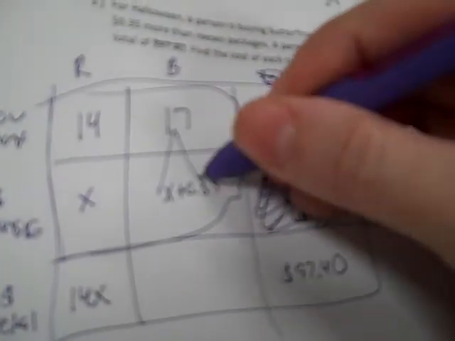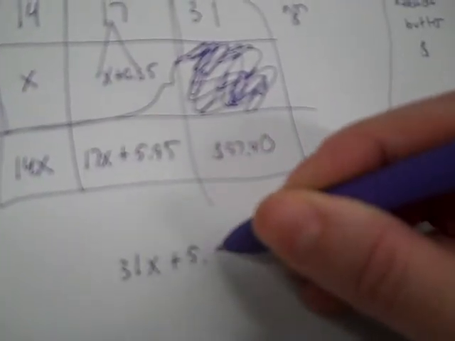So I take 14 times x, 14x, and then I need to distribute the 17 to both your terms there. That's going to be 17x, and 17 times 0.35 is 5.95. Now, you have 2 like terms of x on bottom, so you don't need a second equation. You just need to add the x's together. So that's 31x plus 5.95 equals 97.40.